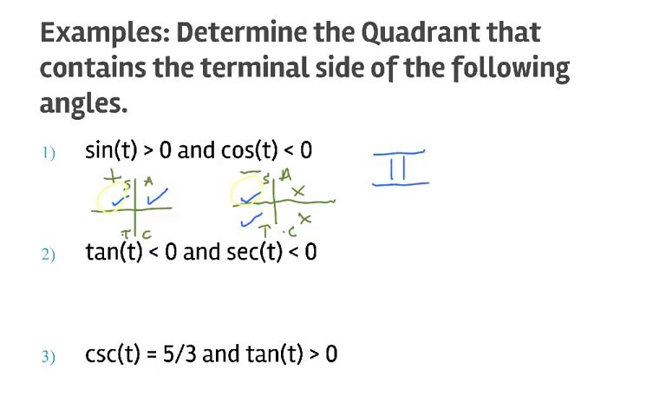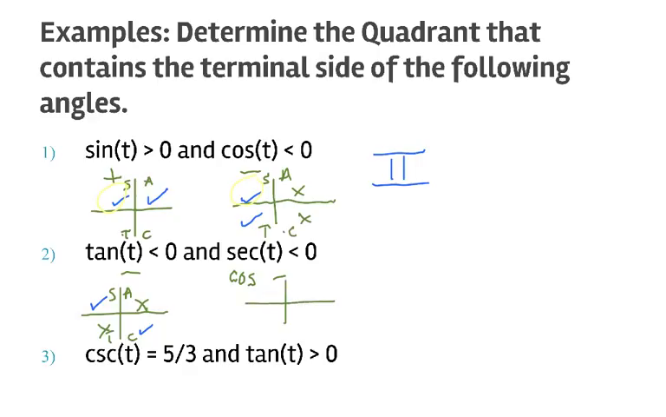I can do the same thing down below. So this is saying tangent less than 0. That's tangent negative. And this is secant less than 0. Secant is the reciprocal of cosine. So this is cosine negative. So now I'm going to just do my little work. So tangent is negative. All students take classes. So tangent negative is not all, and it's not tangent. So that means I'm either in quadrant 2 or quadrant 4.